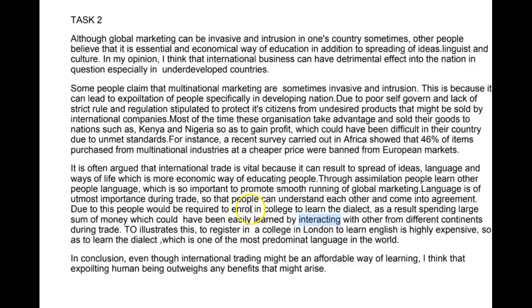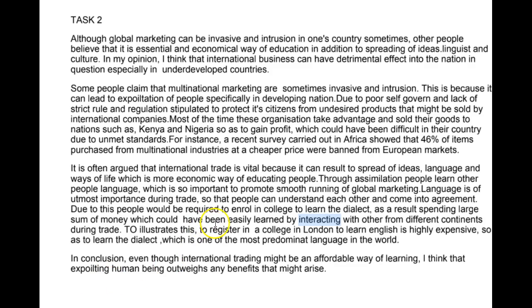Okay, let's get rid of this S here after illustrate and then: To illustrate this, to register in a college in London to learn English, capital E, is highly expensive, so as to learn the dialect, which is one of the most... okay, no. Grammatically, you've got some problems here, okay? So let's try to fix it before I read the sentence all over again.